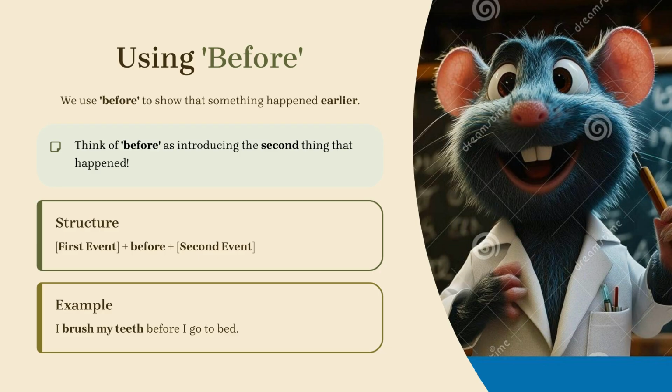Let's talk about using before. We use before to show that an action happens earlier than another event. Think of before as pointing to the event that happens second. For example, first event, brush teeth. Second event, go to bed. Place before right in front of the second event. I brush my teeth before I go to bed.